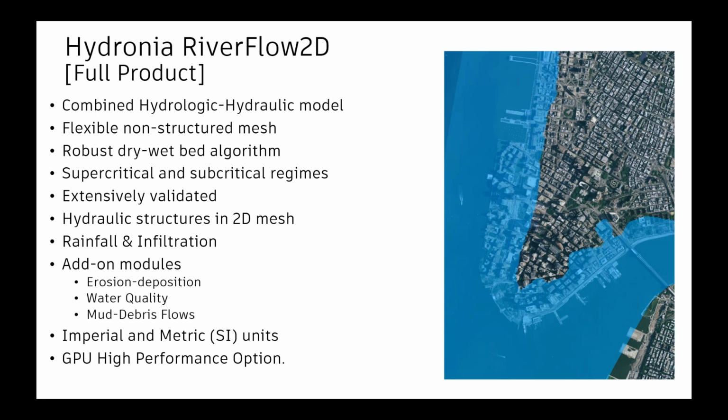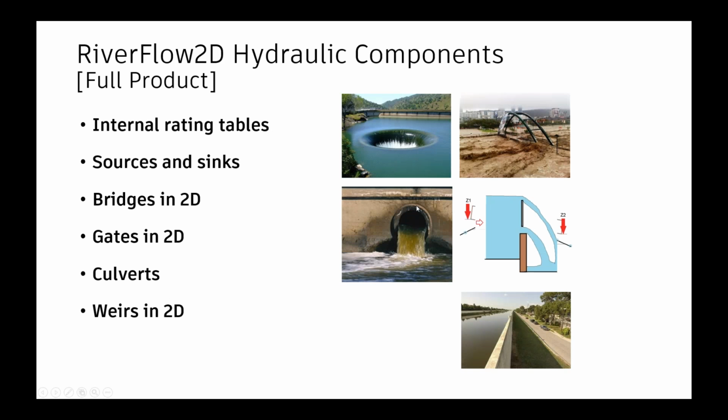The next slide shows a little detail of the hydraulic structures that are included in the model. We can have internal rating tables, sources and sinks, so you can have an intake, for instance, or some other type of sink that goes into a storm water sewer or something like that. Bridges in 2D can be of any alignment with respect to the flow. You can model overtopping and pressure flow in the bridge. We have a gates component that can model how a gate structure performs during the simulation, culverts, and also weirs that are sometimes useful for modeling levees and sound walls or some other kind of structure.